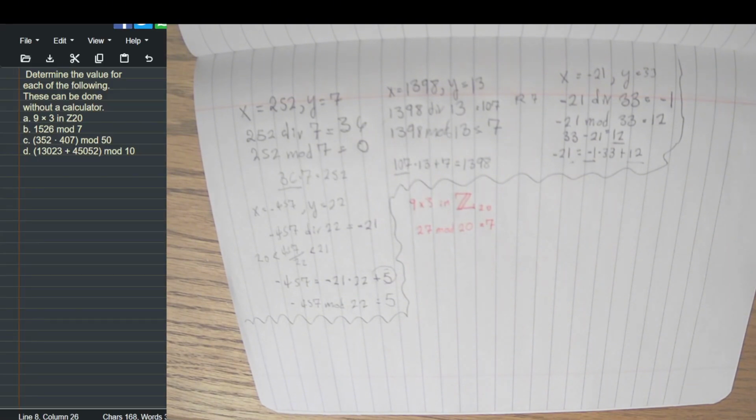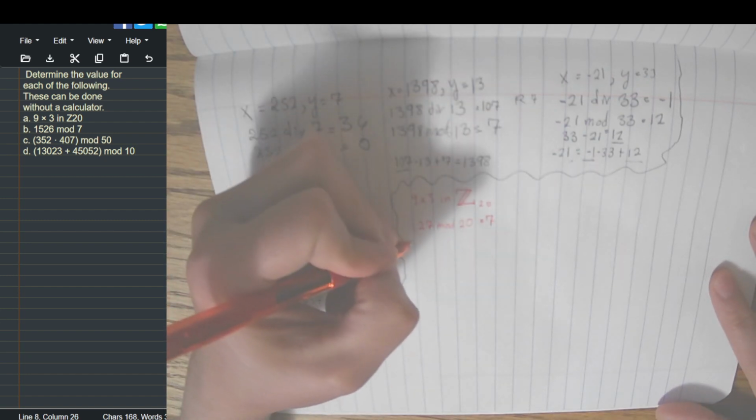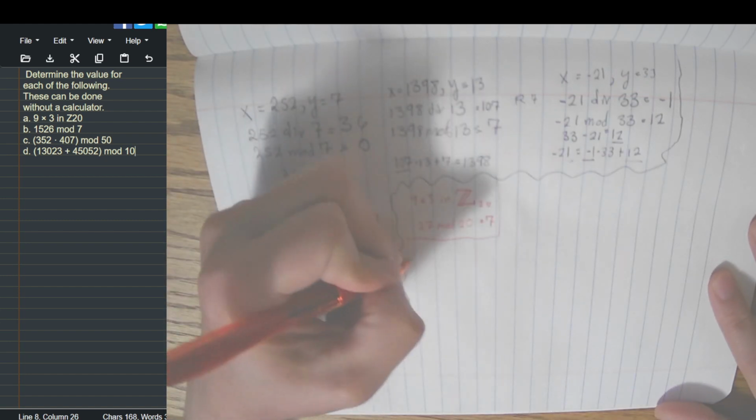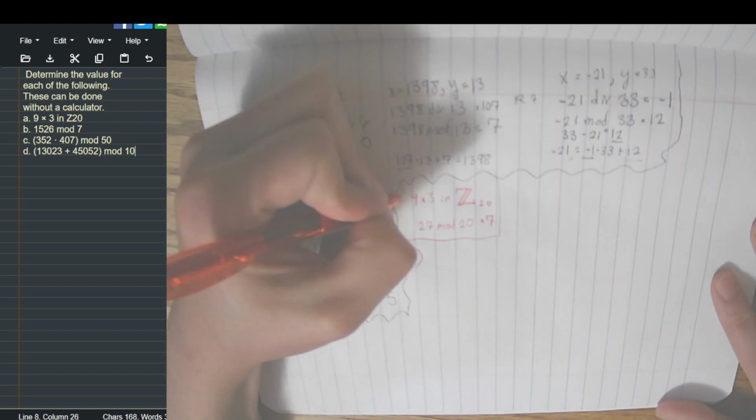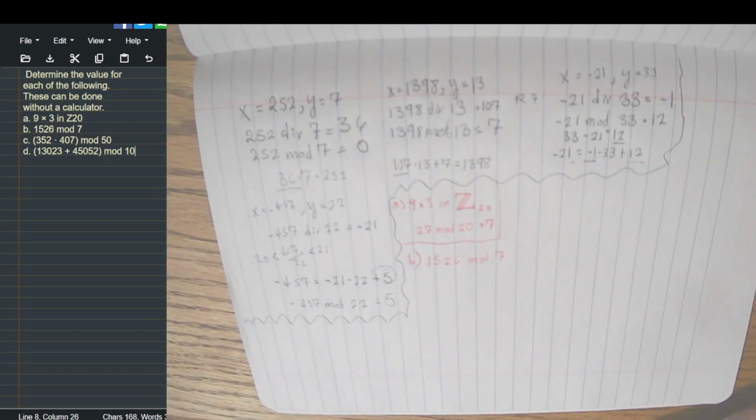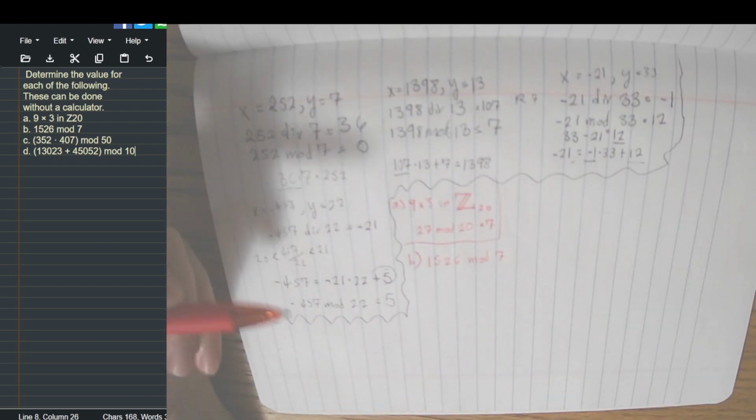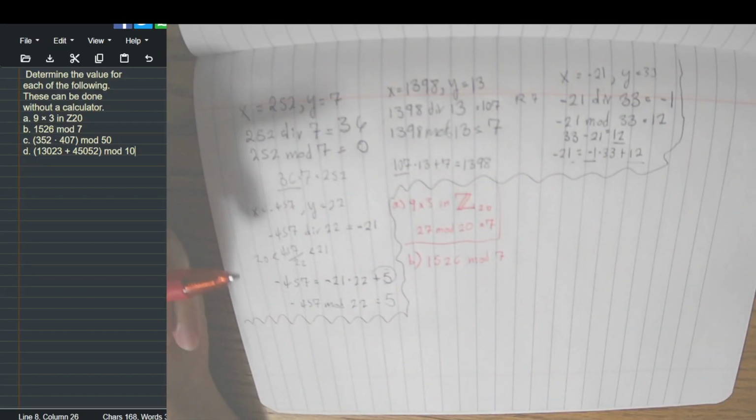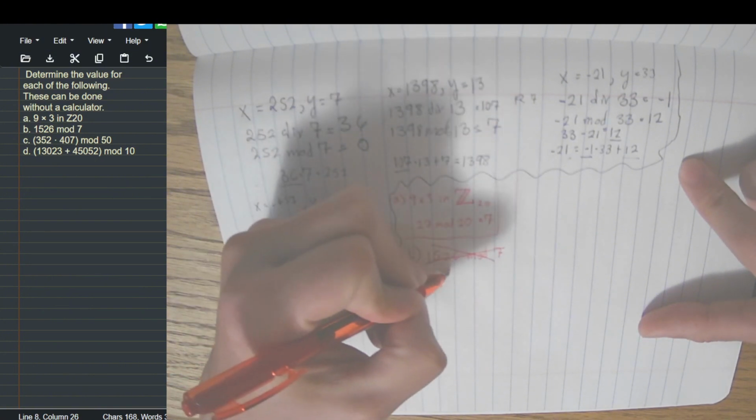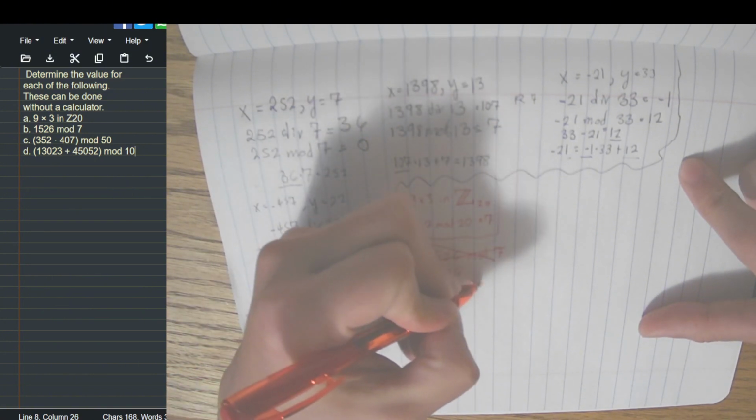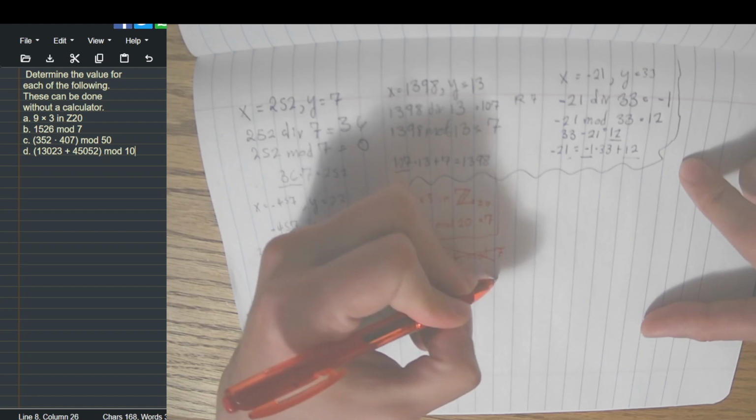Let's go to the next one here. So that one's done. Let's go on to B. Oh, this is not 1526. When I copy and pasted it over, it got messed up. This is actually 15 to the power of 26 mod 7. My mistake.